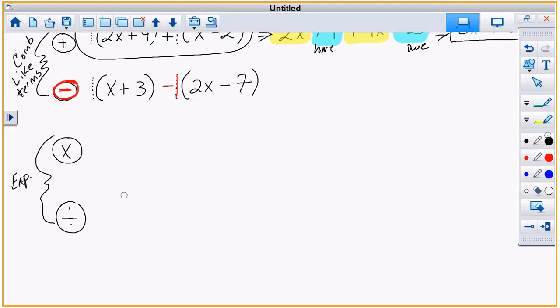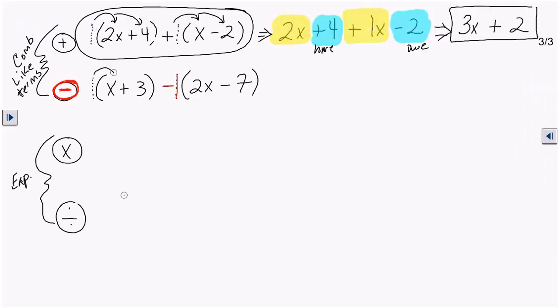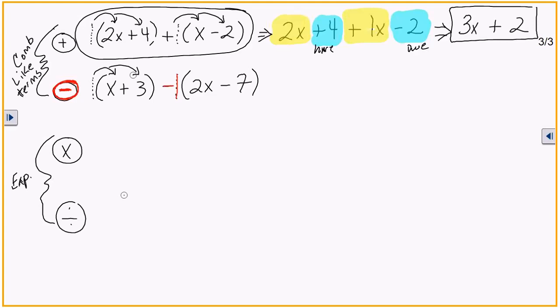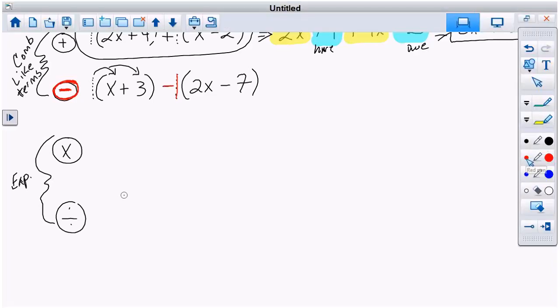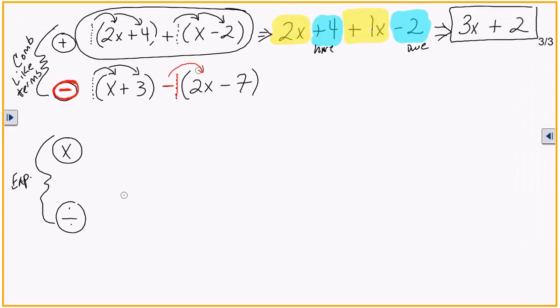So, I'm going to distribute that positive 1, and 1 is multiplicative identity, so that really doesn't change anything. And then I'm going to distribute this negative, and I'm going to do it in red because I want you to see what happens.